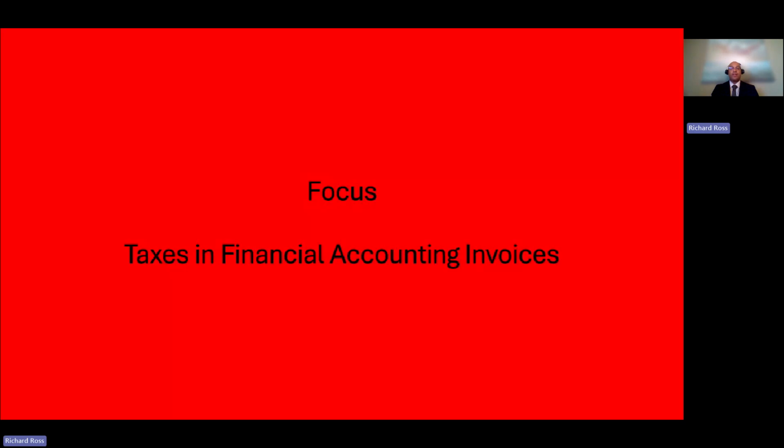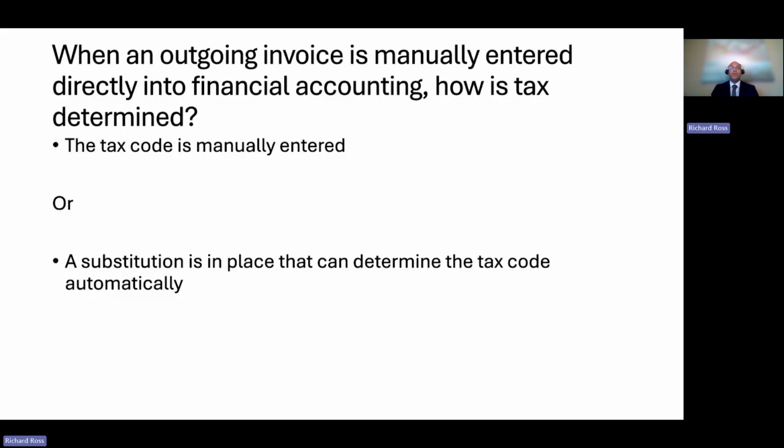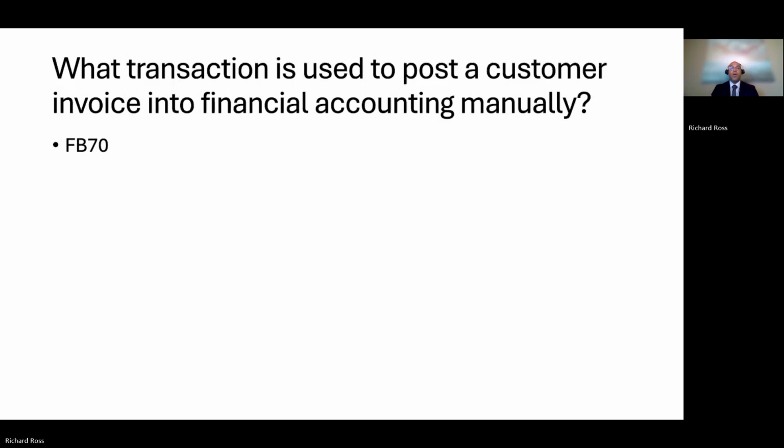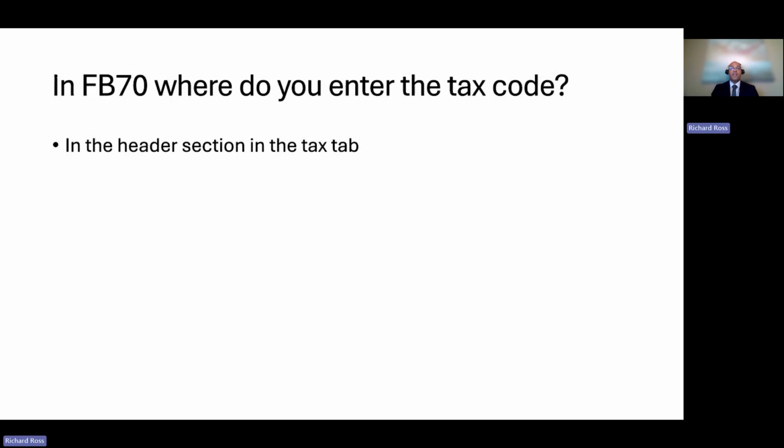Switching focus to tax in financial accounting invoices. When an outgoing invoice is manually entered directly into financial accounting, how is tax determined? The tax code is manually entered, or a substitution is in place that can determine the tax code automatically. What transaction is used to post a customer invoice into financial accounting manually? FB70. In FB70, where do you enter the tax code? In the header section in the Tax tab.